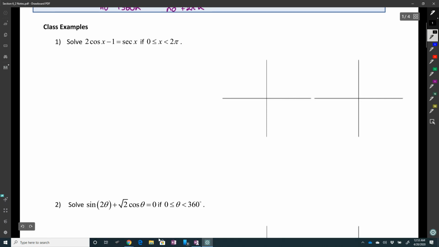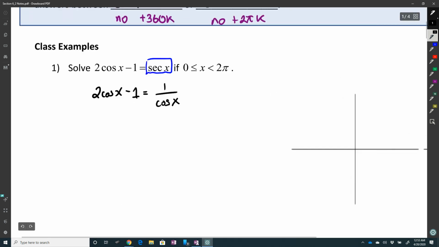It says solve 2 cosine x minus 1 equals secant of x. Our first part of this is we're going to do some trig identities. Namely, I know what secant x really is. This is really 2 cosine of x minus 1 is equal to 1 over cosine of x. Now, I don't like denominators, so we're going to multiply both sides by cosine of x.